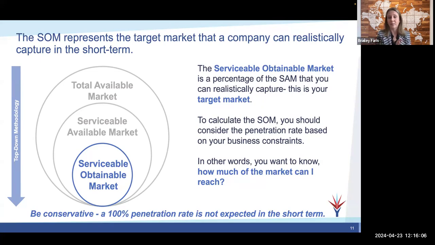Now, when you're developing the SOM, it's important to show what the opportunity could grow to over time, rather than just showing the potential of the technology in the first year of the market, because that growth over time will show how your business and internal capabilities will continue to grow in order to capture more of those customers.